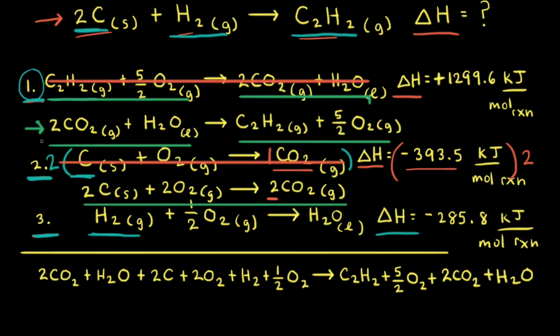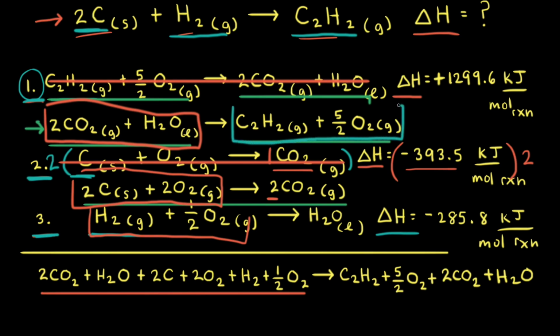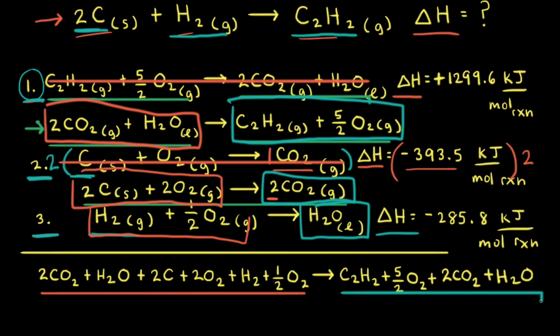Next, we add up all of our reactants and products. So we have 2CO2 plus H2O plus 2C plus 2O2 plus H2 plus 1/2 O2. Those are all written down here for our reactants. And then for the products, let me just change colors here. We have C2H2 plus 5O2 plus 2CO2 plus H2O. And so those are written over here for the products.